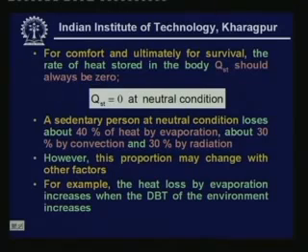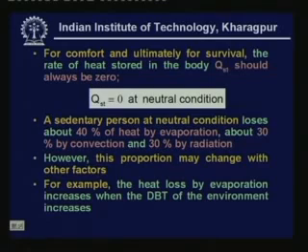And the last term, that is Q storage. For comfort and ultimately for survival, the rate of heat stored in the body, QST, should always be 0. That means a body should neither store heat nor lose heat, because the body, as I said, its temperature should be maintained at a fixed point. Okay. So, there should not be either heat accumulation or continuous heat loss. That means the QST should be 0, and this should be 0 at neutral condition.